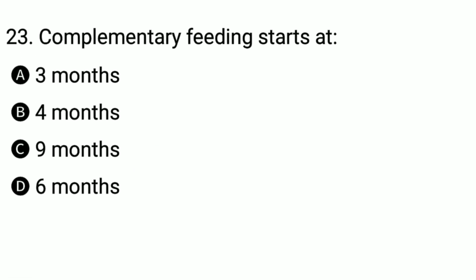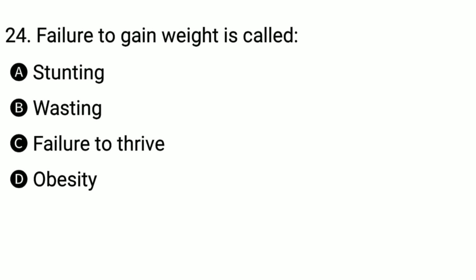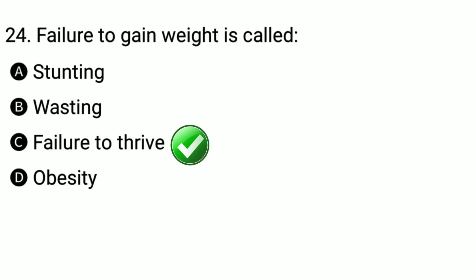Question number 23. Complementary feeding starts at? The right option is option D, 6 months. Question number 24. Failure to gain weight is called? The right option is option C, failure to thrive.